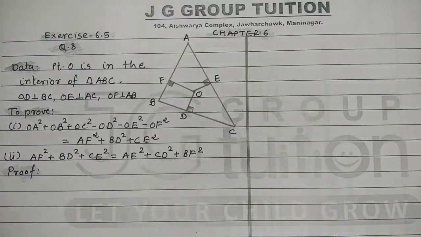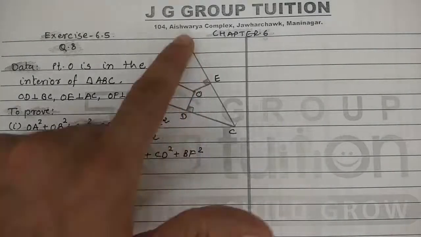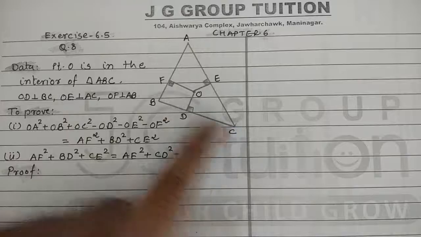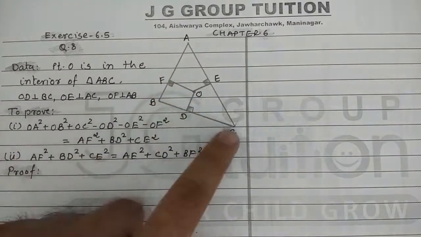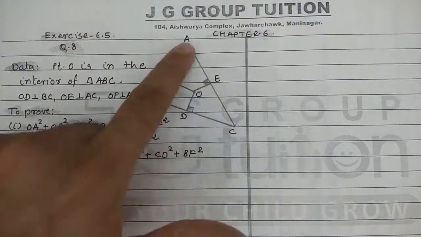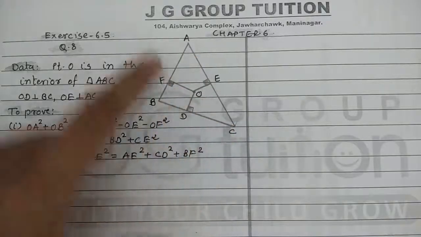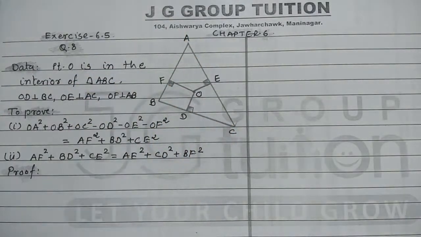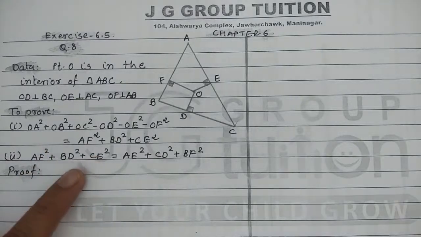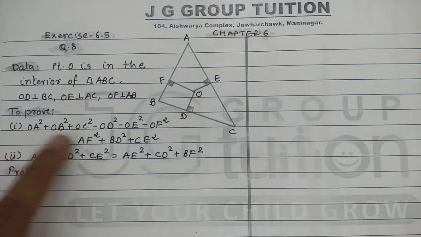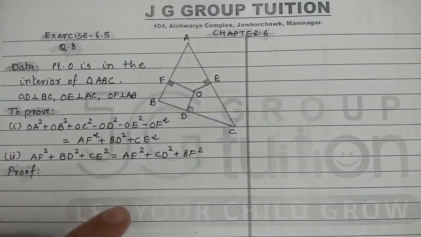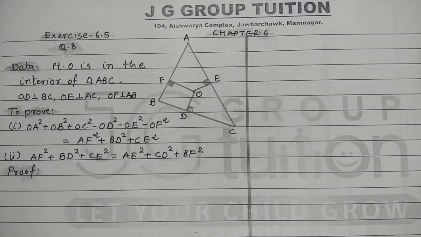It is given in the question that point O is in the interior of triangle ABC, where OD is perpendicular to BC, OE is perpendicular to AC, and OF is perpendicular to AB. And this is what we have to prove. When we observe that, it looks very difficult and complicated. But remember students, this question relates to the Pythagoras theorem only. So let us do that.